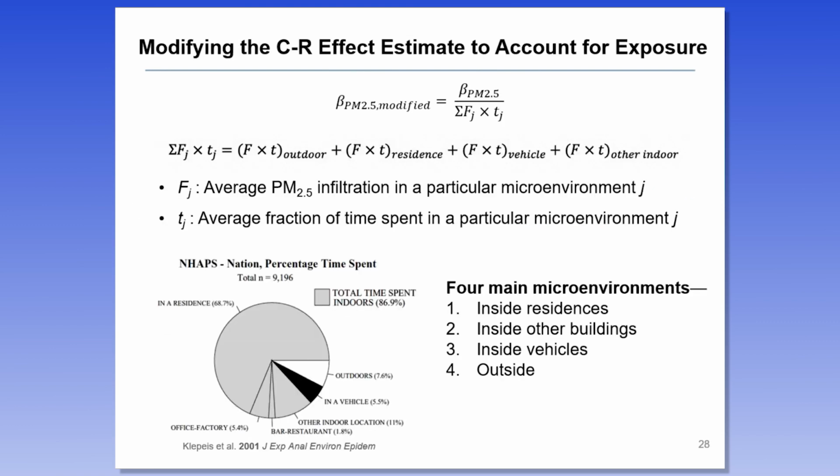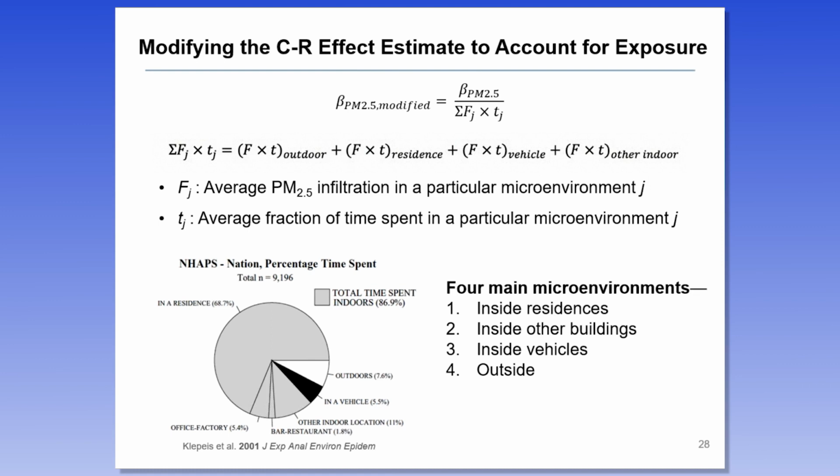And then when we got this number, we wanted to modify it. To modify this number, we consider different microenvironments and the infiltration factor of PM2.5 to those microenvironments. In this framework, we consider 4 main microenvironments: inside residences, inside other buildings, inside vehicles, and outside. All of these are based on the Klepeis et al. 2001 study that Brent talked about before as well.